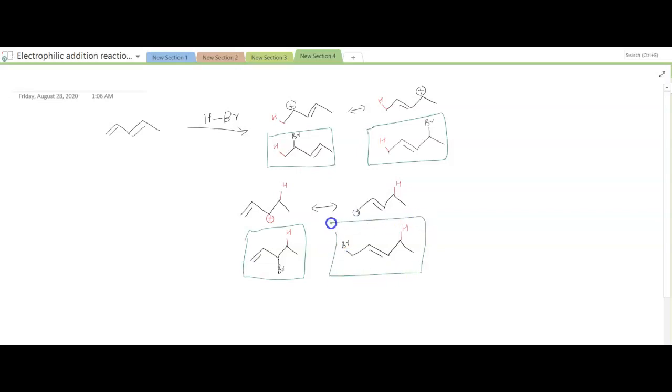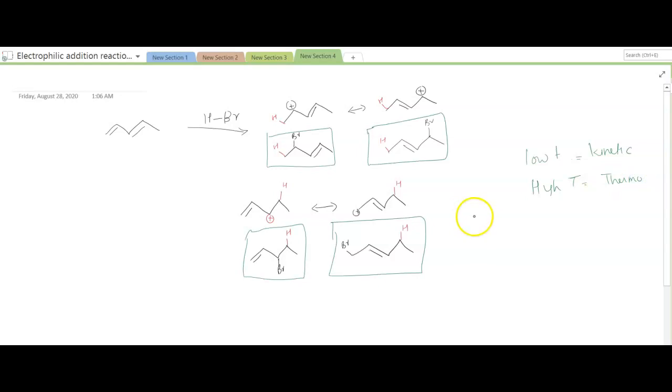Now can you tell me which ones will dominate at low temperature and which ones will dominate at high temperature? Remember, at low temperature we have the kinetic product, which results from the more stable carbocation, and at high temperature we have the thermodynamically stable product, the thermo product.